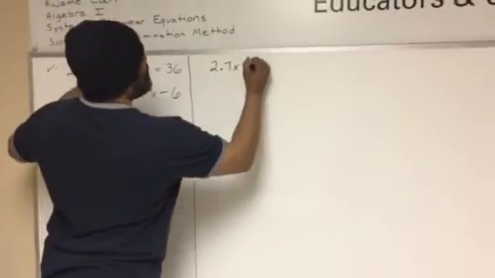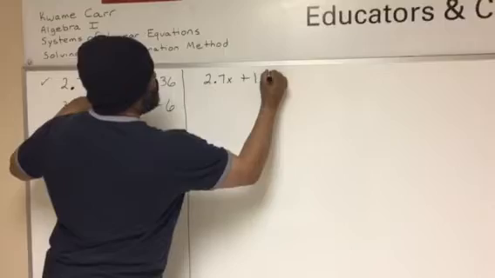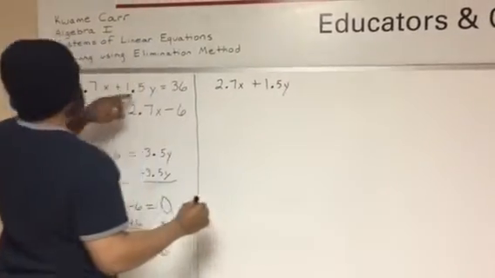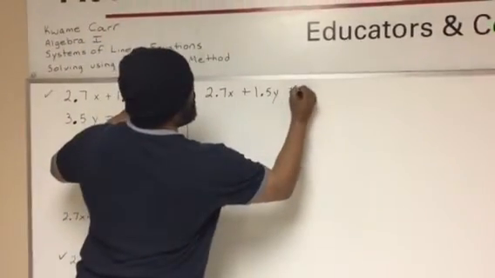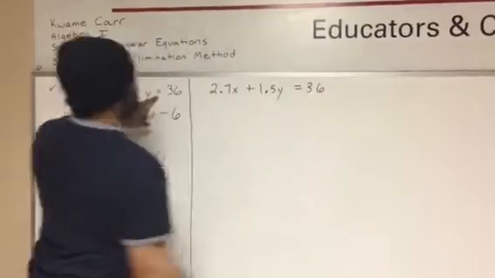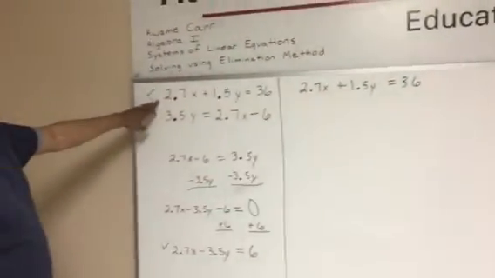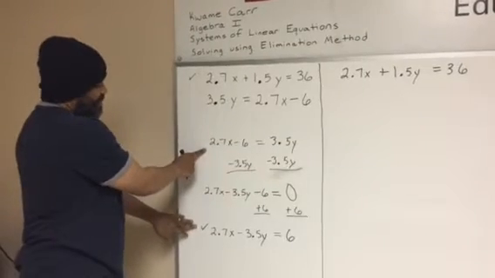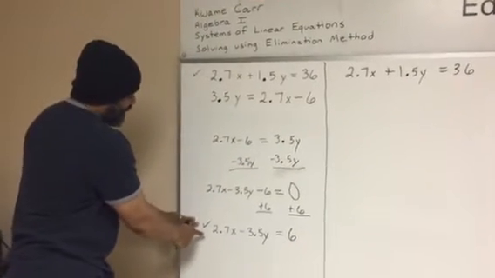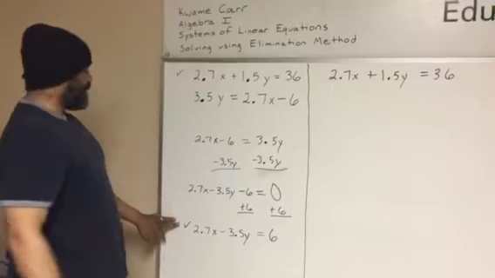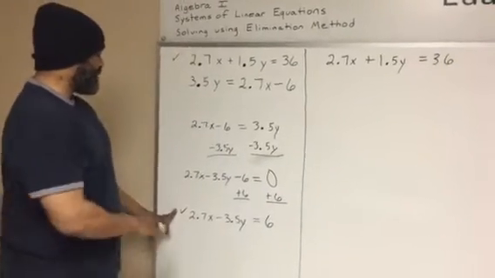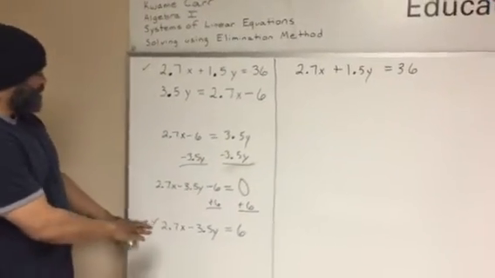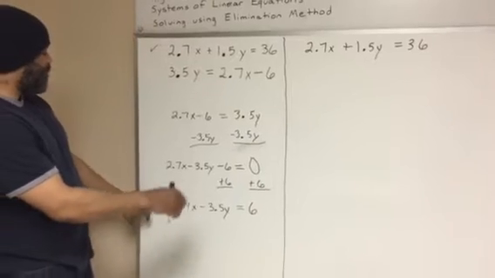Plus 1 5/10 y equals 36. That's the first equation. The second equation, which was this one, which I turned to this, which I turned to this, which ultimately became this. I manipulated that equation. Same numbers, same variables, same coefficients.